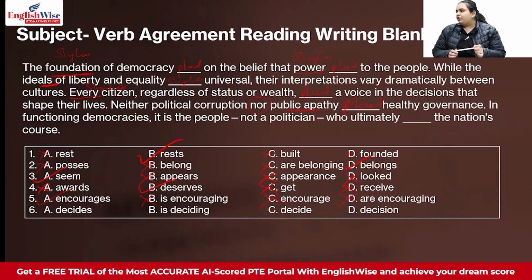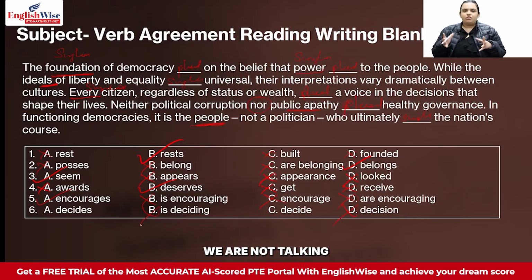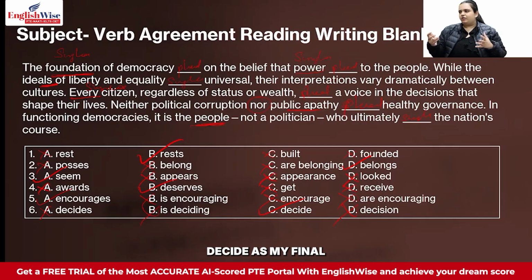It is the people, not a politician, who ultimately — the nation's course. Again, we are talking about people. Okay, the X of Y situation, the people, not the politician. So people is singular plural. Now I need something singular here. Decision is a noun, is deciding. We are not talking in continuous tense, so I will not go with that. Decides is not right. So I'm left with decide as my final answer. Okay. So this is how you will use your subject verb agreement to your advantage.